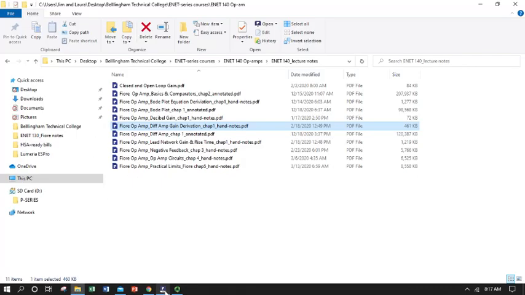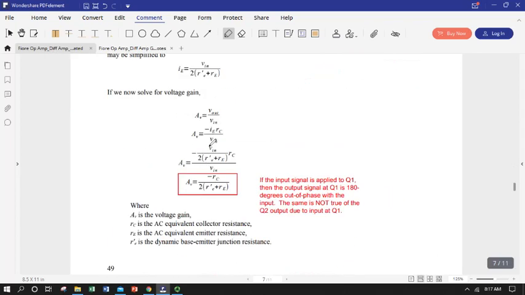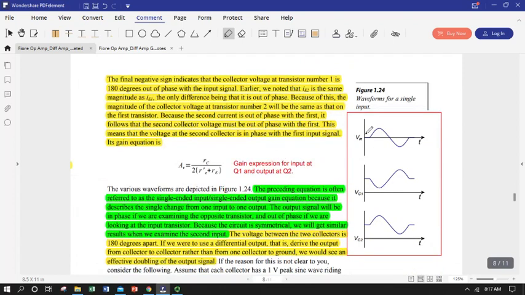And now we'll flip back to our annotated notes. So that's the real magic of the differential amplifier: our output signals are going to be opposite in phase for a single input. So here's the way the waveforms pan out. We'll just skip ahead to figure 124. So if this is my input signal that I put in, the output at collector 1 is going to be out of phase with that input, and the output at collector 2 is in phase with the input and completely out of phase with the other output.